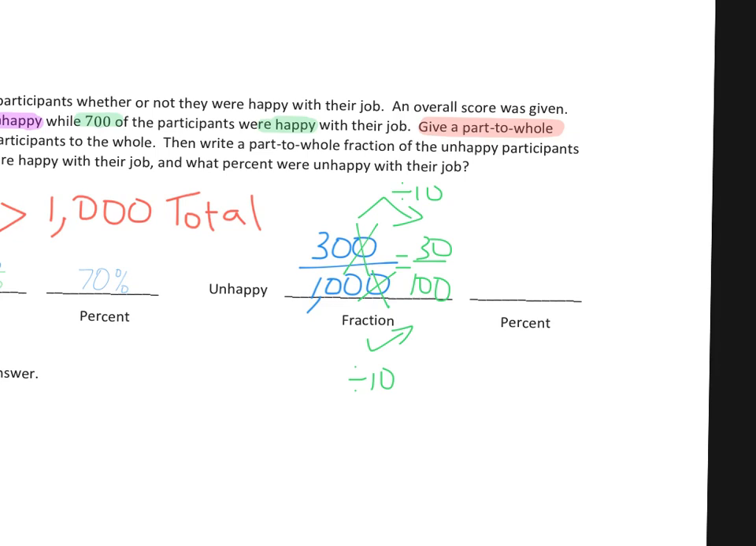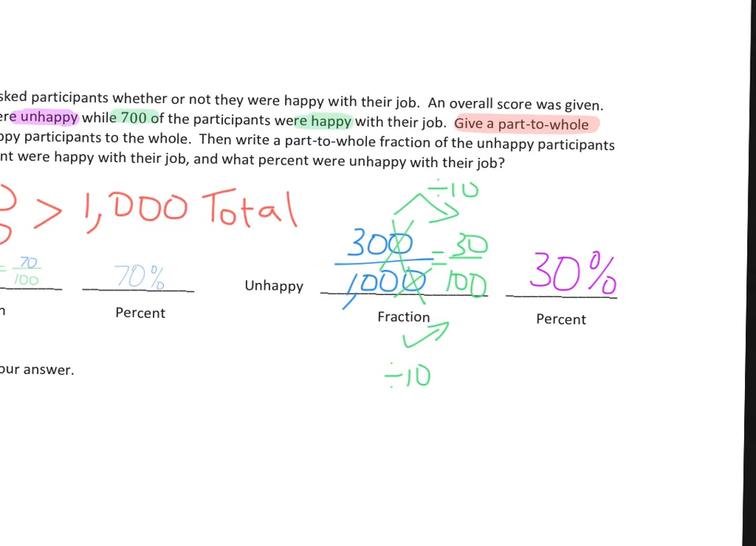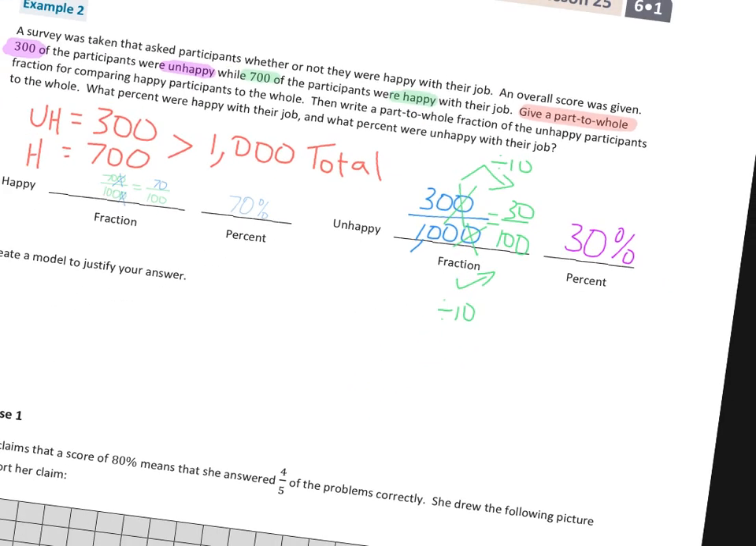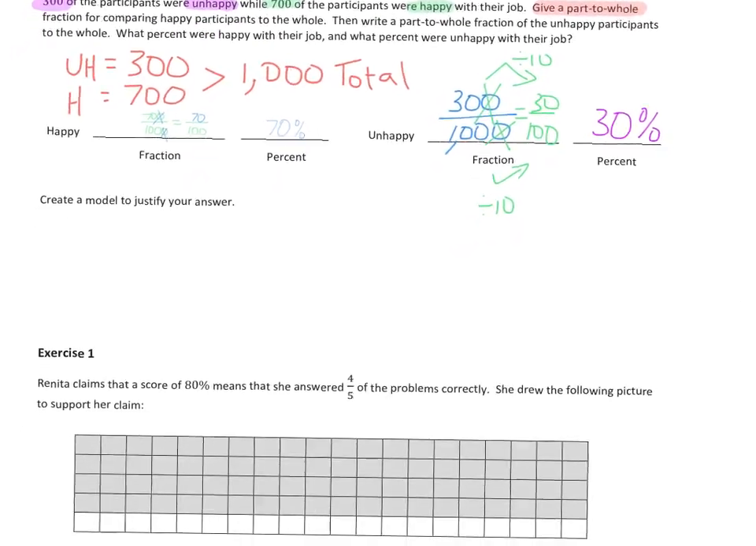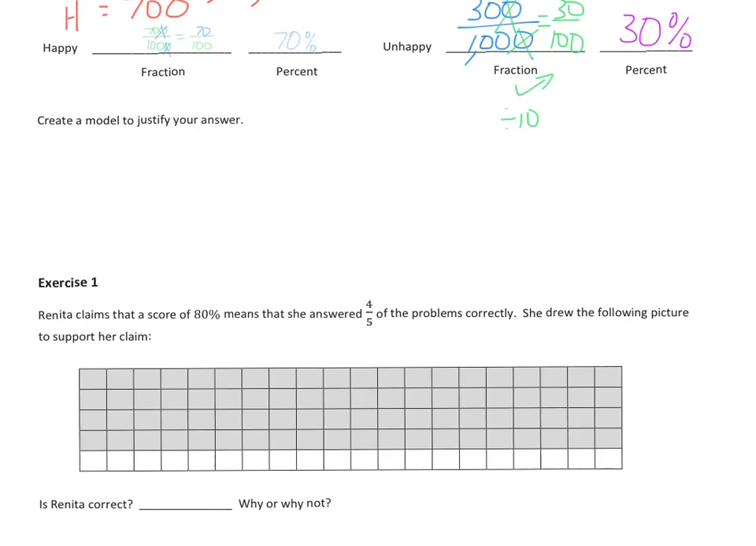30%. And if you think about part to whole, shouldn't 70% and 30% equal 100%, all the participants? Of all the participants, some are happy, some are not happy. And we could create a model, and I'm going to let you handle that part.